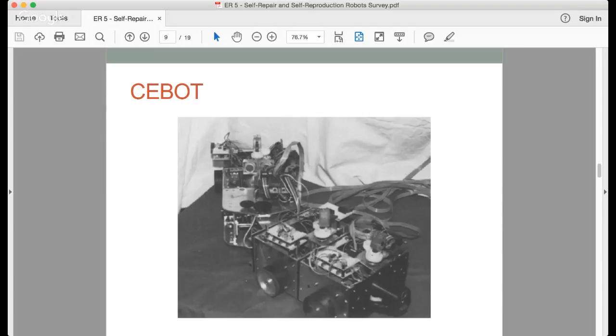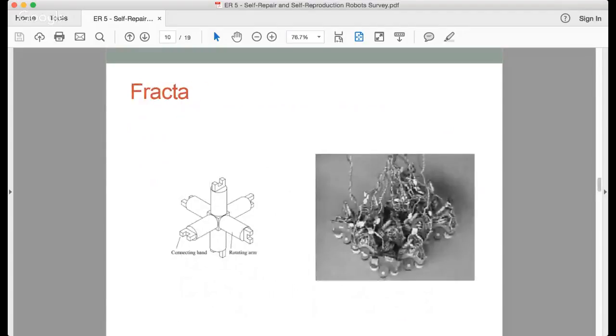Do you guys agree with me? Or shall we move to the next application? Oh, I guess you do agree. So let's move to Fractal.